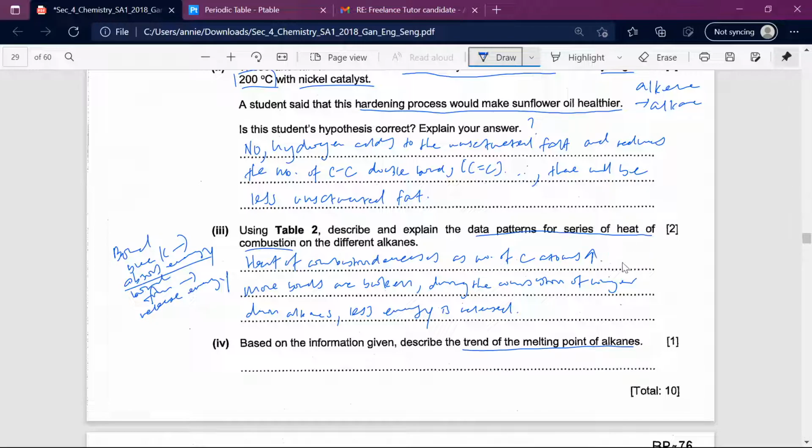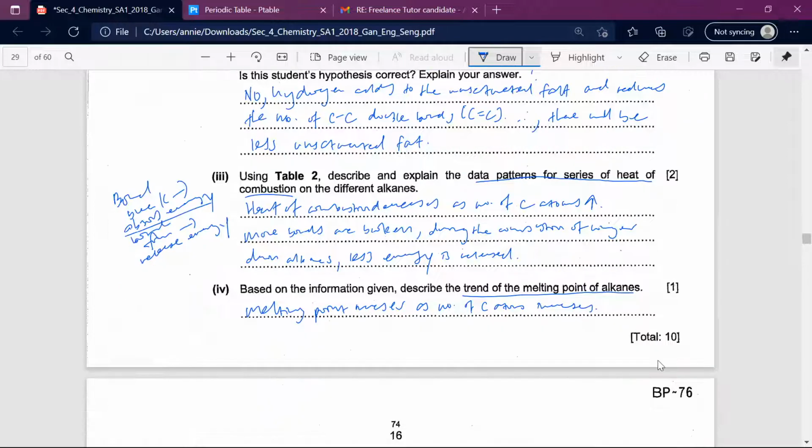So this one is quite clear. Melting point increases as number of carbon atoms increases. Okay? Yeah, because there is more bonds being broken, it needs to absorb even more energy, and that's why the melting point needs to be higher. Okay, so moving on to the next question.